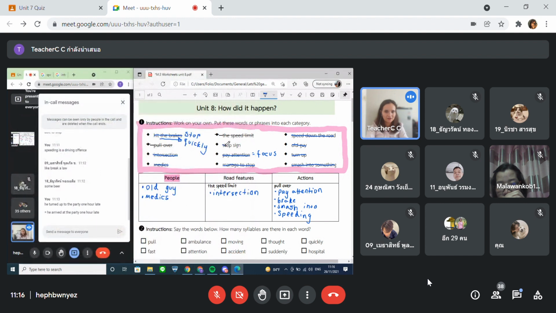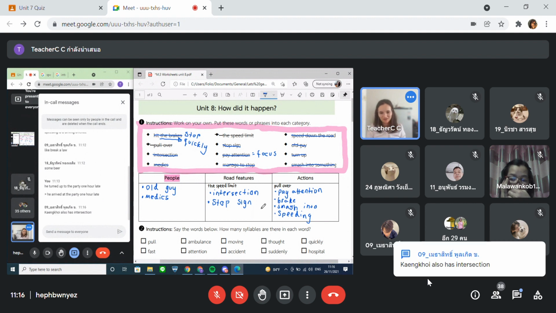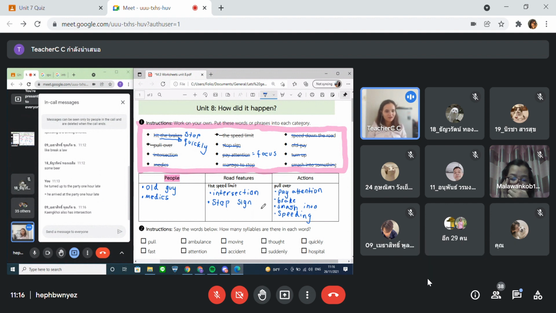intersection. And then a stop sign is what? What is a stop sign? Okay, what do you do if you see a stop sign? That might be easier. If you are driving a car or a scooter and you see a stop sign, I will stop. Perfect. Not too difficult. Not a trick question. Just literally, Kankoi also has an intersection. Ah, good to know. Where is it? Is it anywhere that I will know?